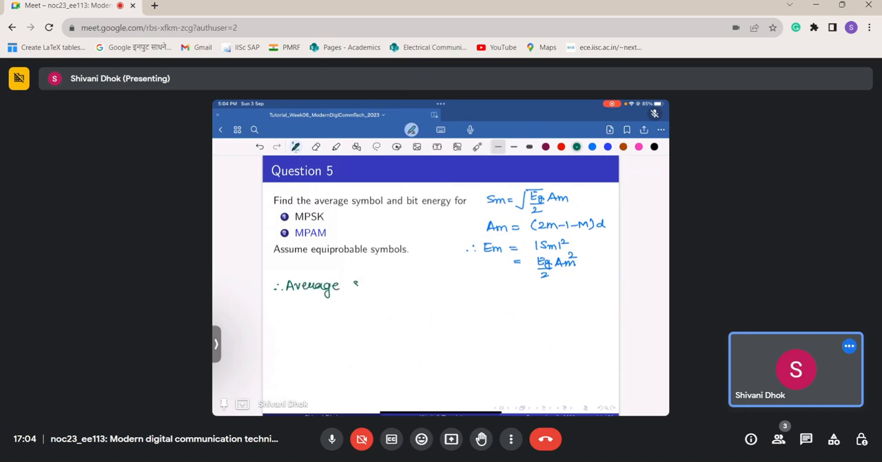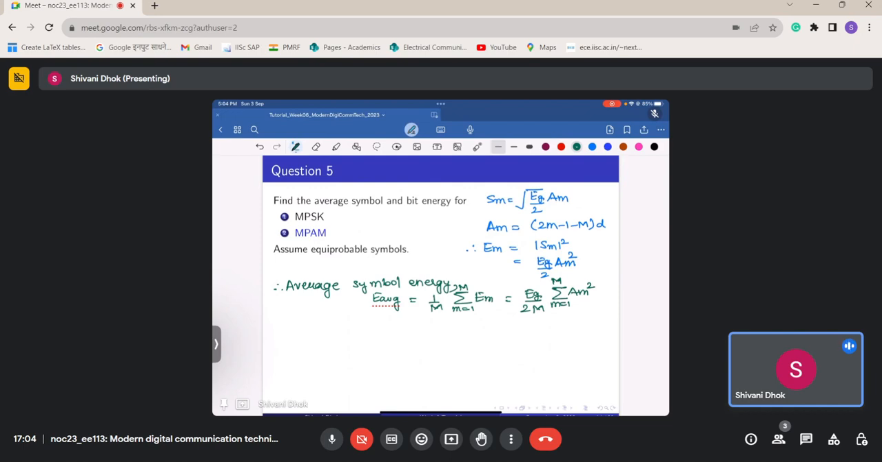Average symbol energy, E average, is 1 by M summation m equal to 1 to capital M Em, which is Eg by 2M summation m equal to 1 to capital M Em square.